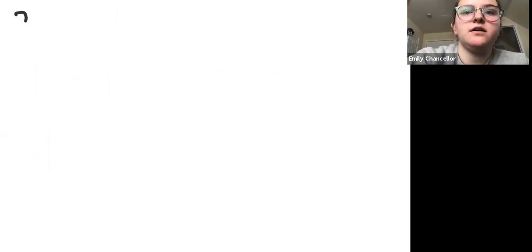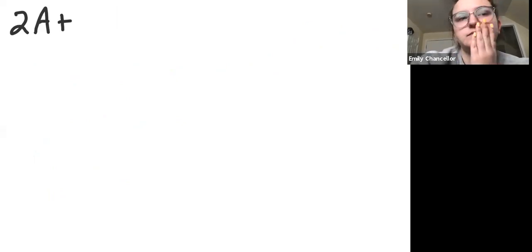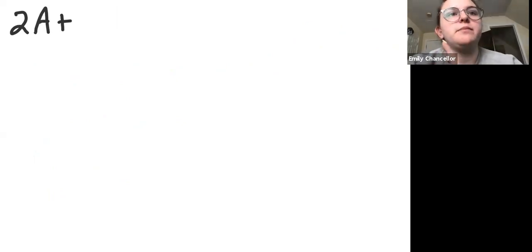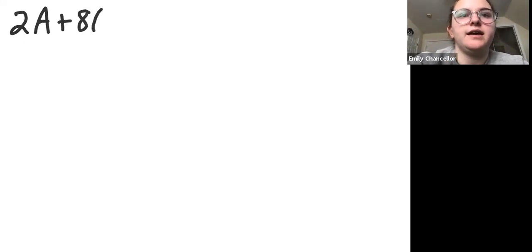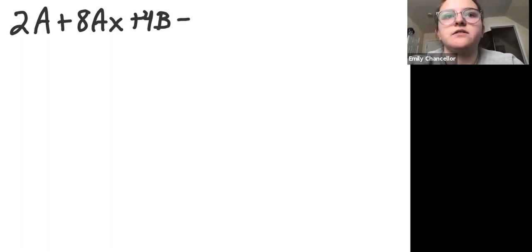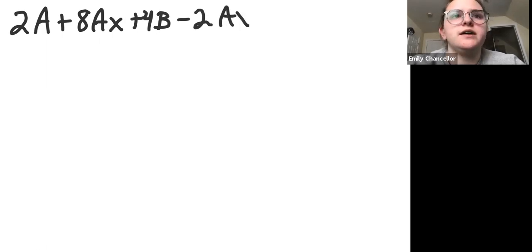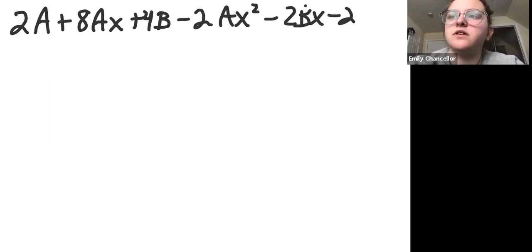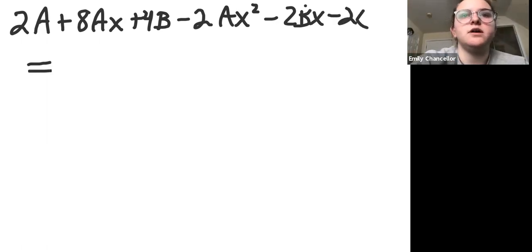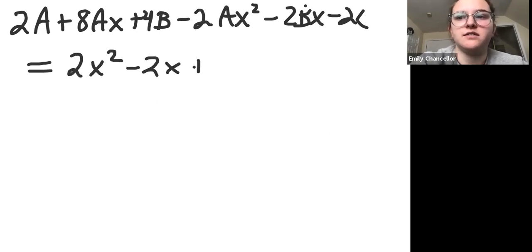So we'll get our y double prime particular, 2a, plus 4 times our y prime, so that's going to be 8ax plus 4b, minus 2 times our regular yp, so minus 2ax squared minus 2bx minus 2c, and this is all equal to our g of x, which was 2x squared minus 2x plus 6.